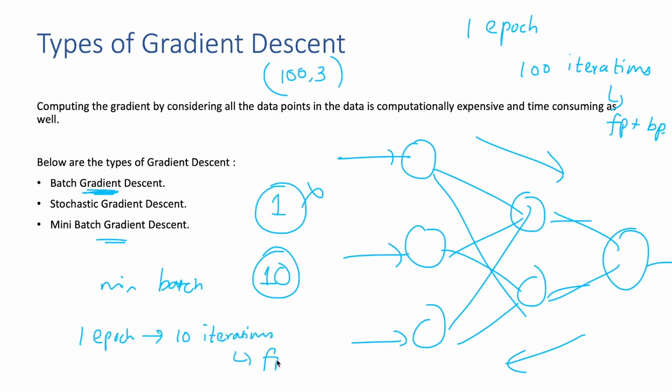So that is 10 forward passes and backward passes that are to be conducted. How did I arrive at this particular 10 iterations? The total number of samples divided by the batch size. The batch size here is going to be 10. So there will be 10 different iterations in total that are to be conducted in case of mini batch gradient descent, where your batch size is going to be 10.